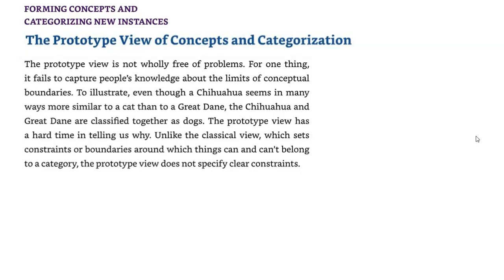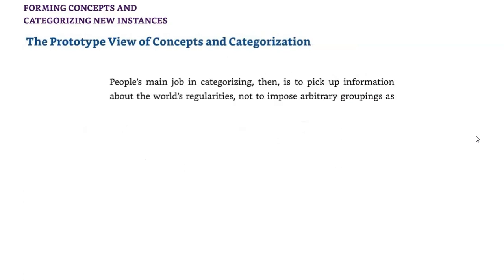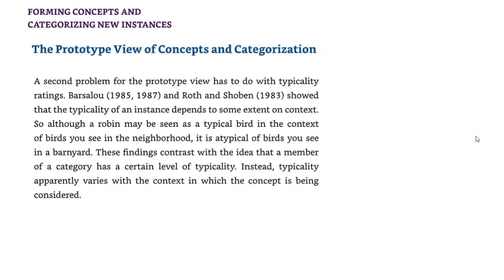And unlike the classical view, which sets constraints or boundaries around which things can and can't belong, the prototype view does not specify constraints. And it's a little bit amorphous, kind of satisfying intellectually, but it's hard to pin down. So people's main job in categorizing, then, is to pick up information about the world's regularities, not to impose arbitrary groupings. Another problem for the prototype view has to do with typicality ratings. These authors showed that the typicality of an instance depends to some extent on context.